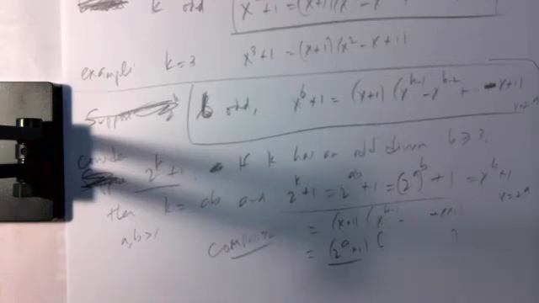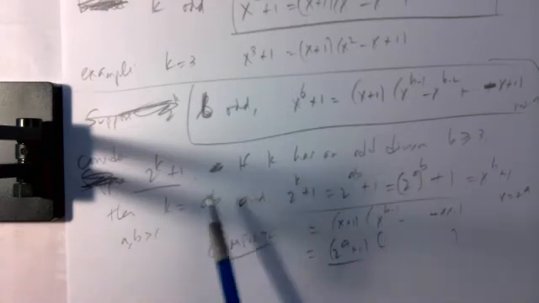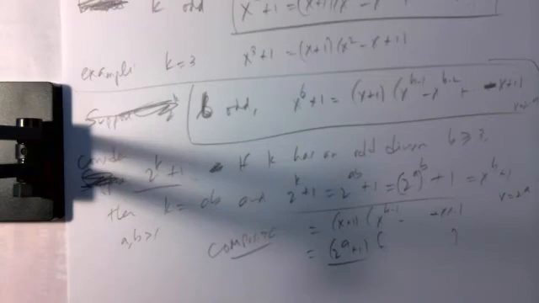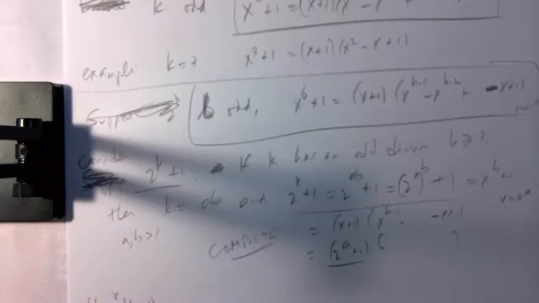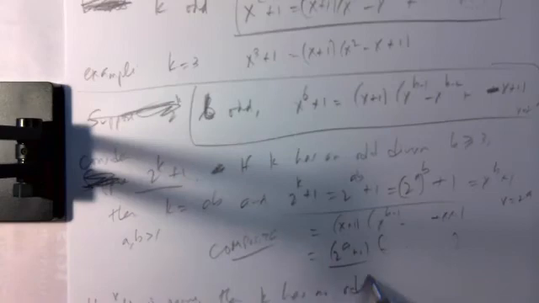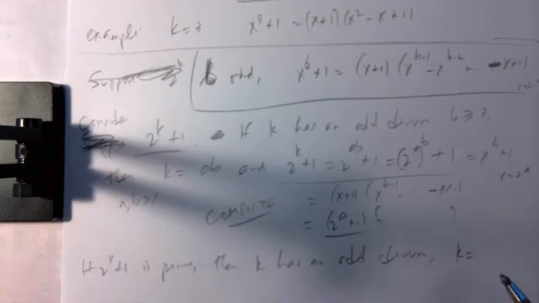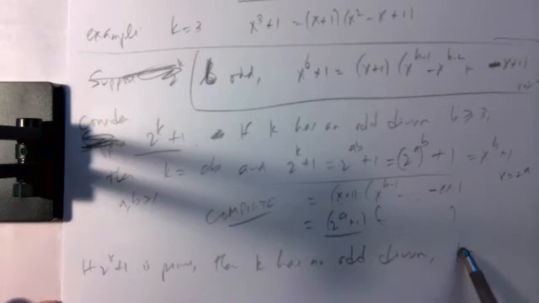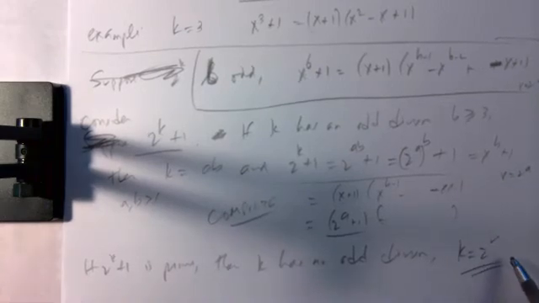Got it. So if k has an odd divisor, 2 to the k plus 1 is composite. So the contrapositive says, if 2 to the k plus 1 is prime, then k has no odd divisor. But you can write every integer as a product of primes. If k has no odd divisor, it's not divisible by any odd prime. That means the only prime that can divide k is 2. So k has to be a power of 2. Gotcha. That's the proof.